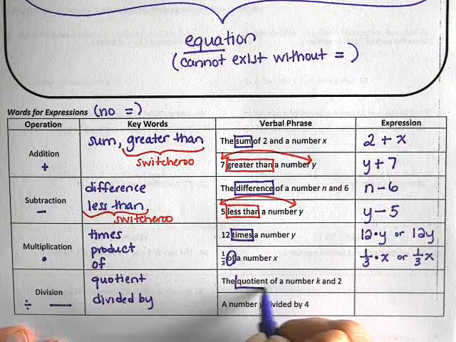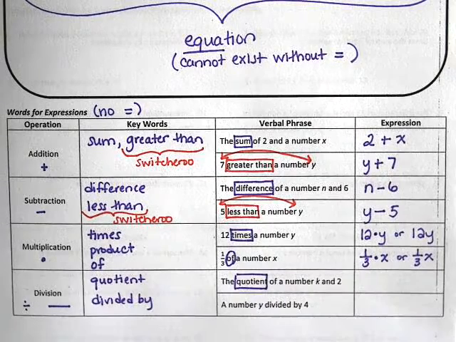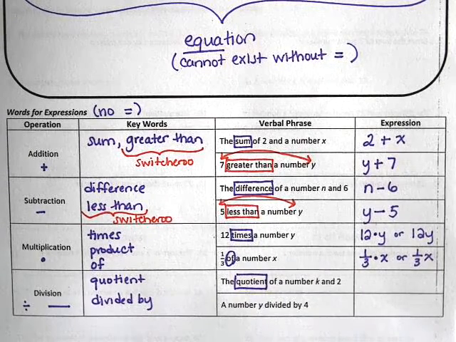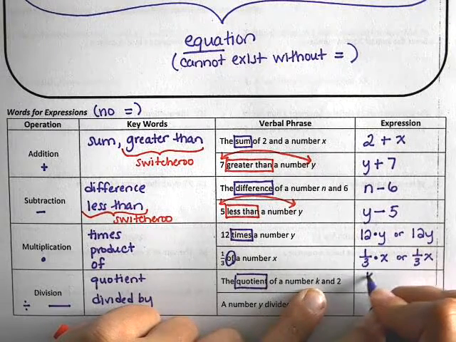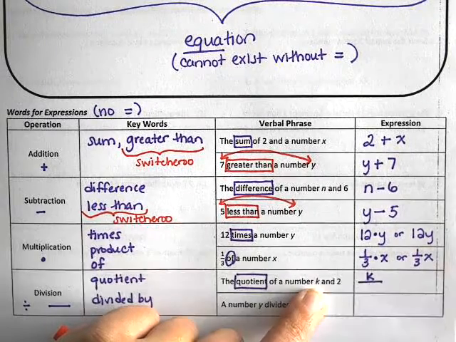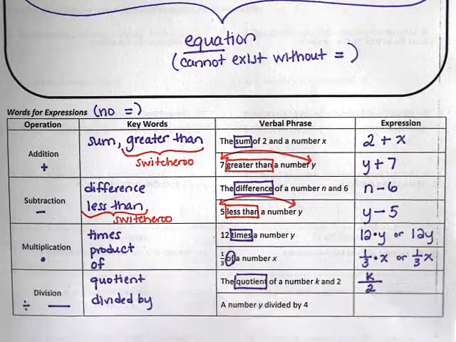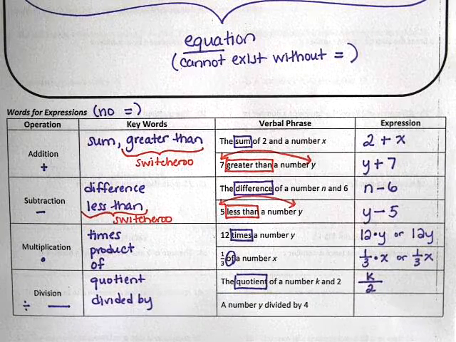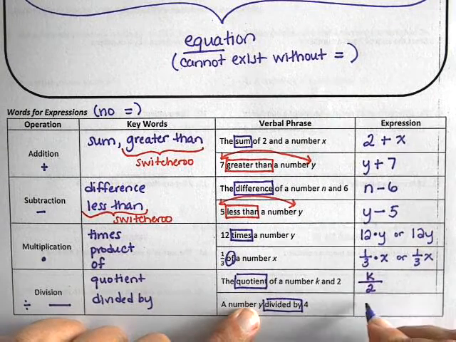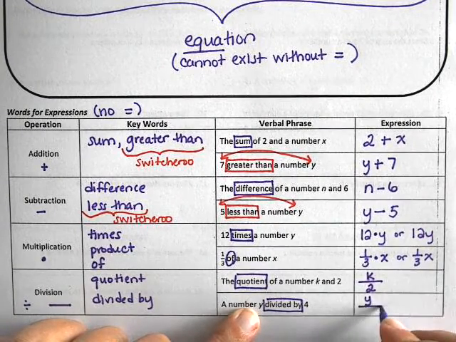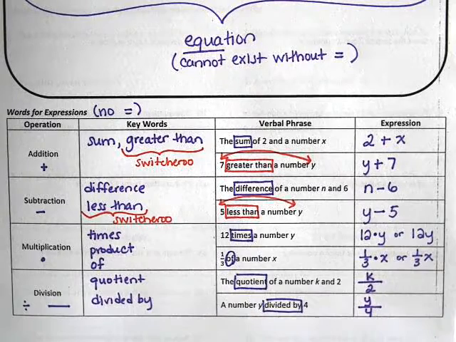The word quotient means make this a division problem. So the quotient of a number k and 2. Because the k is first, it goes on the top, divided by 2. A number y divided by 4. Because the y was first, it goes on the top, divided by 4.